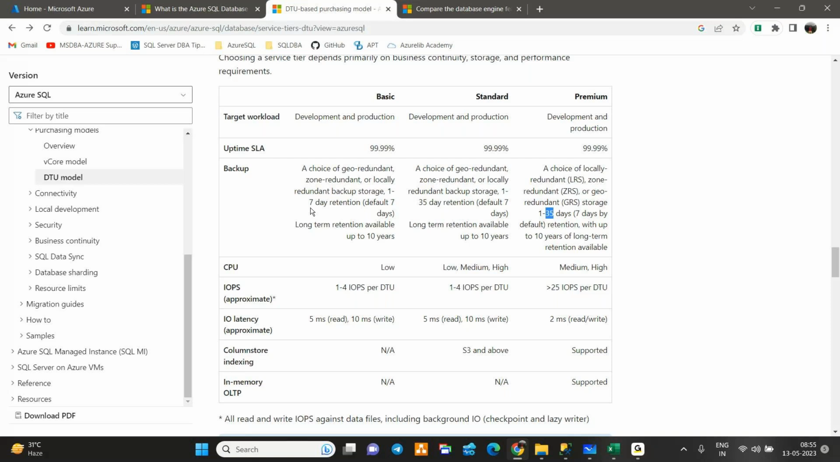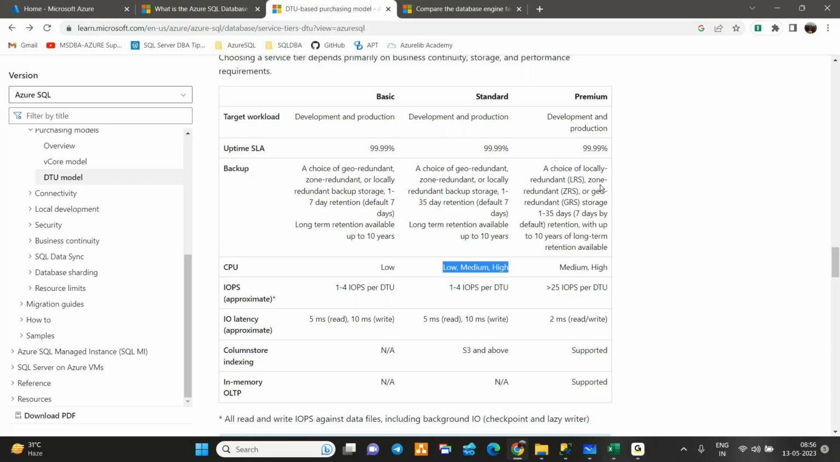CPU is always a little bit low here, because this is the basic tier. When you go for standard, your resource utilization will be a little bit higher. It will give better performance. So when you compare with basic, standard will give better performance. When you compare with standard, premium will give even better performance. That's it, sir.